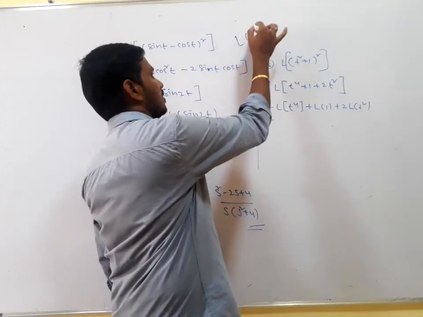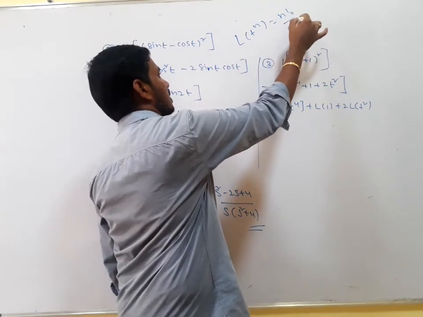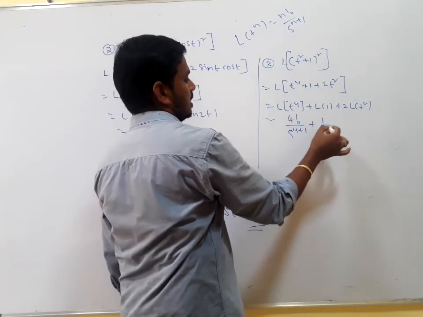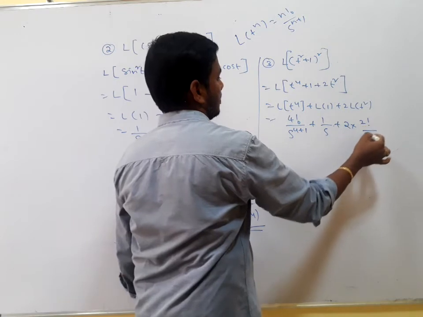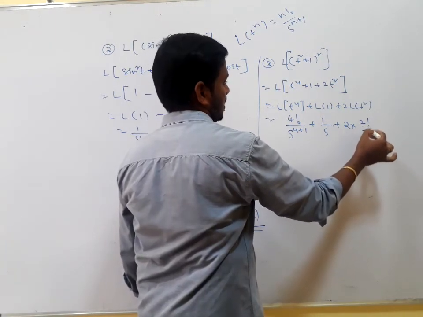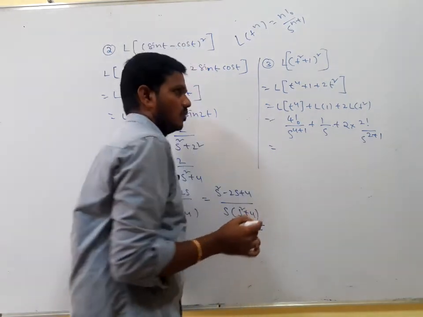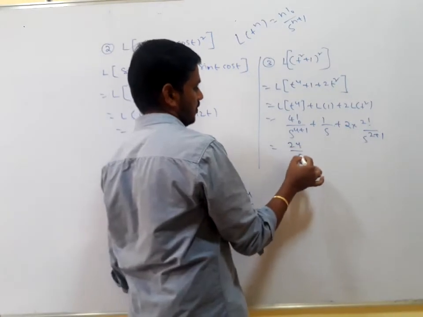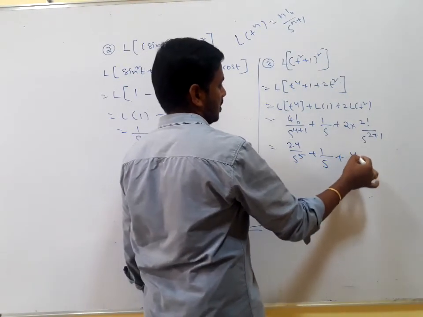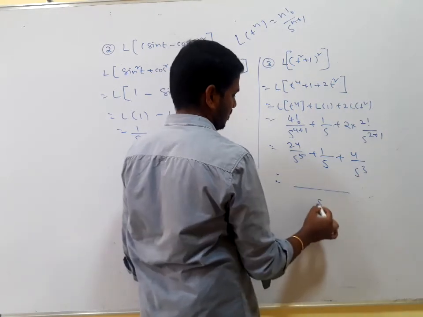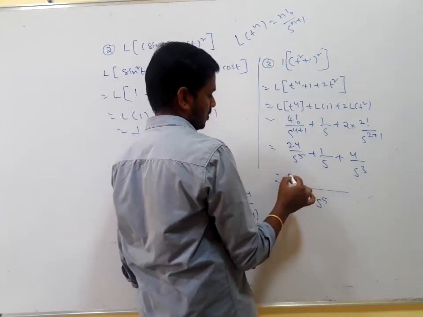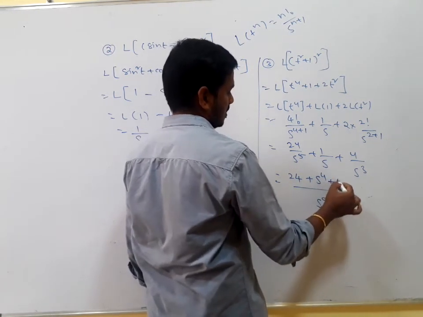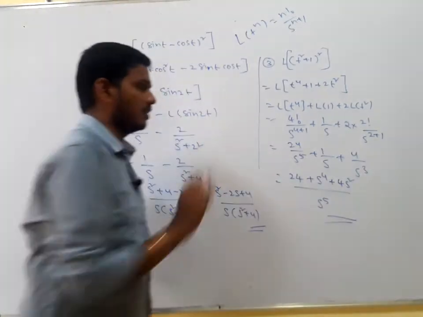Laplace transform of t to the power of n is equal to n factorial divided by s to the power of n plus 1. Here it is 4 factorial divided by s to the power of 4 plus 1, plus 1 by s, plus 2 into 2 factorial divided by s to the power of 2 plus 1. Yes, which is 4 factorial, 4 times 3 times 2, is 24, divided by s to the power of 5, plus 1 by s, plus 4 divided by s cube. If you take s to the power of 5 as LCM, it is 24 plus s to the power of 4 plus 4s square. This is the Laplace transform of that function.